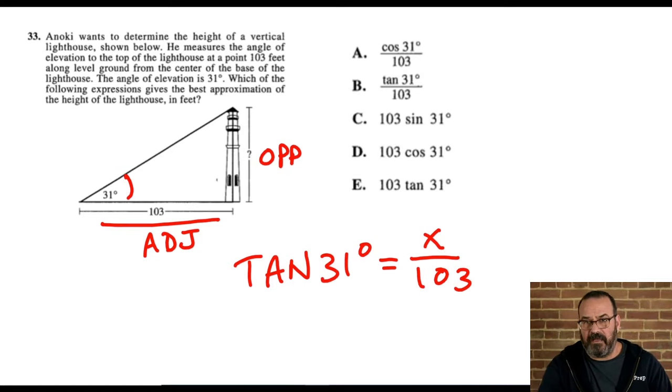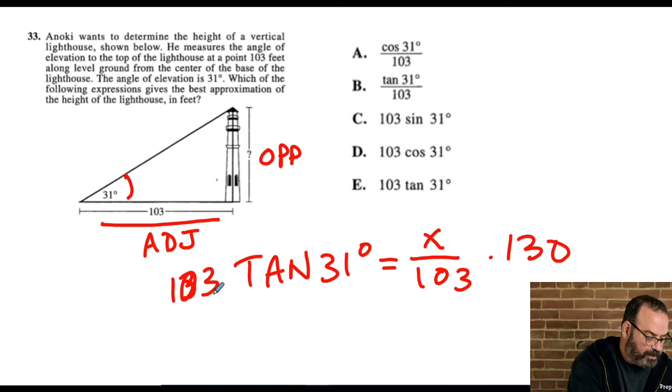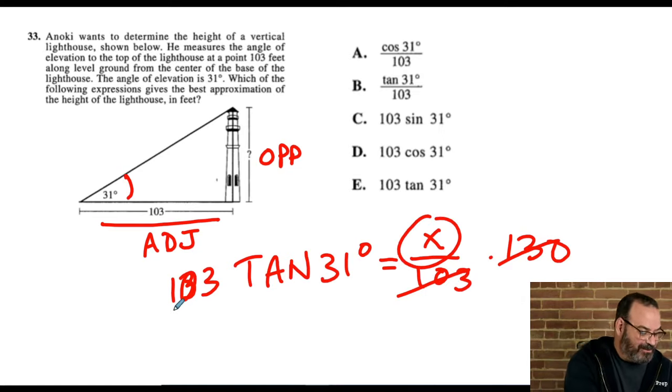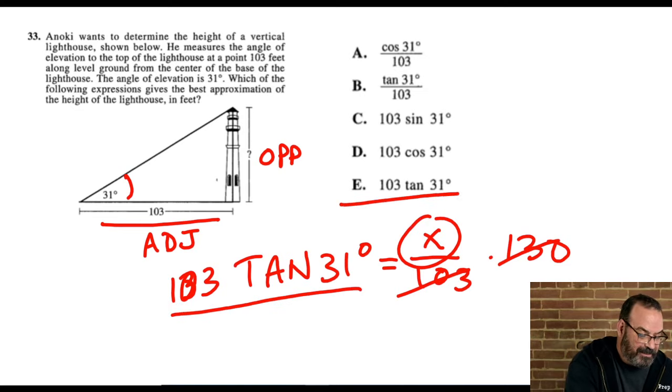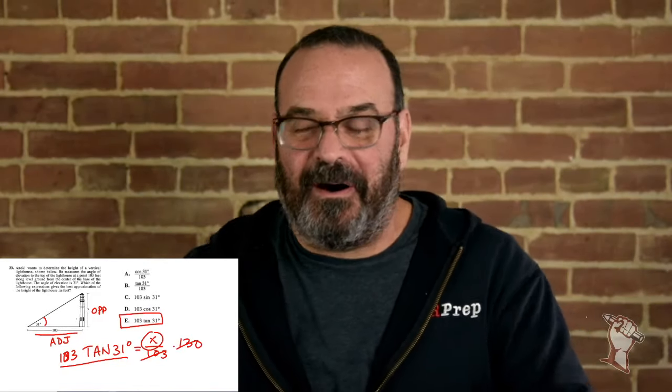Now we have some algebra. We're solving for the unknown opposite side, which I put an x in. And to do that, I multiply both sides by 103. This 103 cancels, giving us the multiplicative identity 1. Any number times the multiplicative identity is itself. Solving for x, I get 103 tangent 31. I'm going to teach a lesson on how my algebra teacher made us do all the multiplicative identities and all.